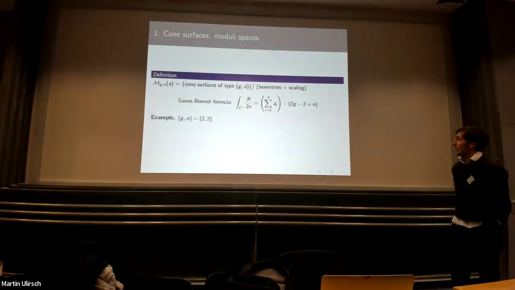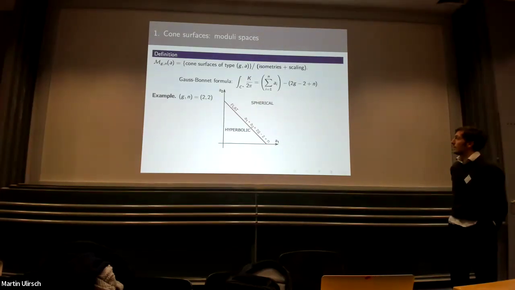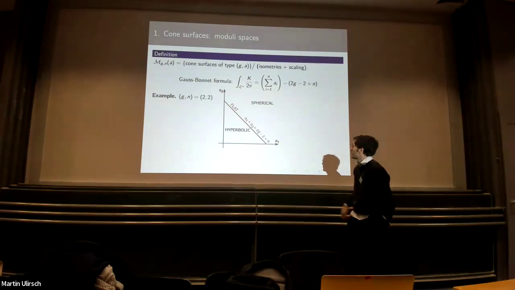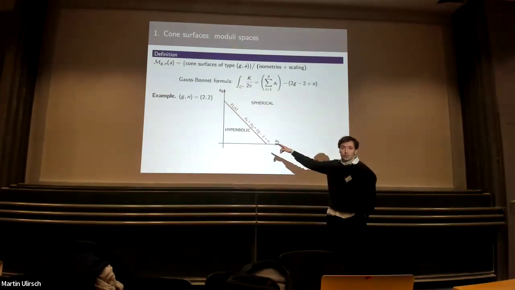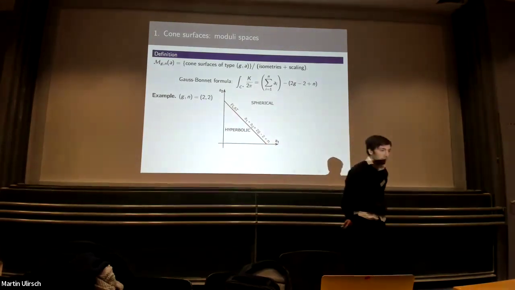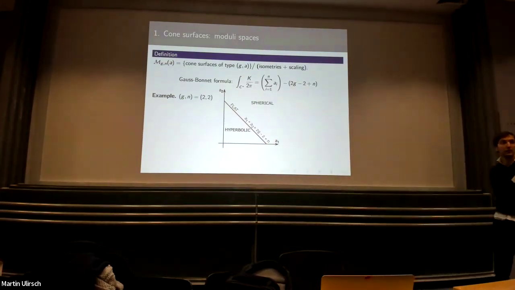So if I take an example with g and n equal to 2 and 2, here what I represented is which type of geometry I have. So if a is below this line, which I call the flat line, then in this domain I will necessarily have a hyperbolic surface. In this domain, it will necessarily be a spherical surface, and on the line, I will have a flat surface. Okay, for now it's pretty basic.